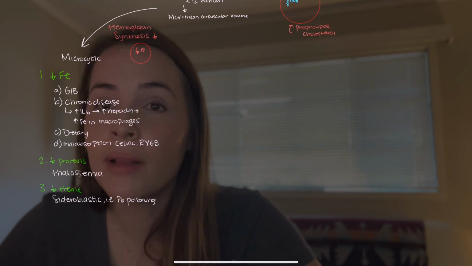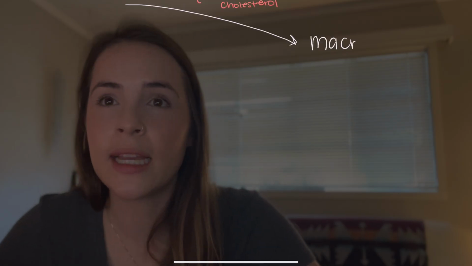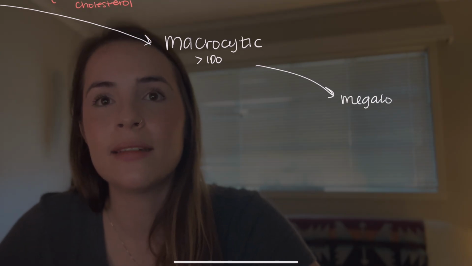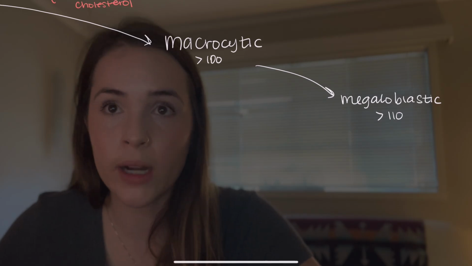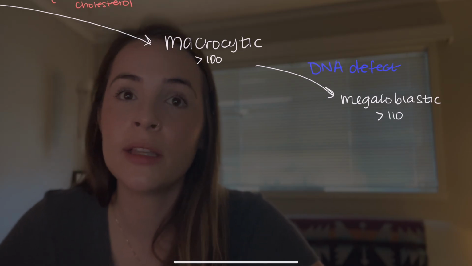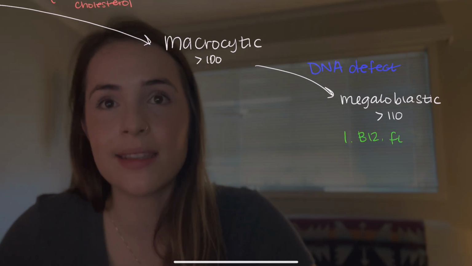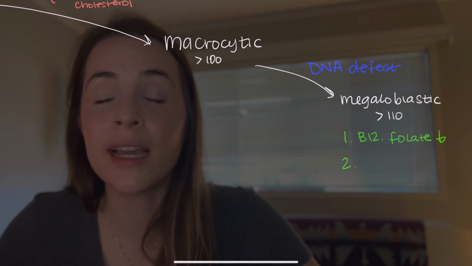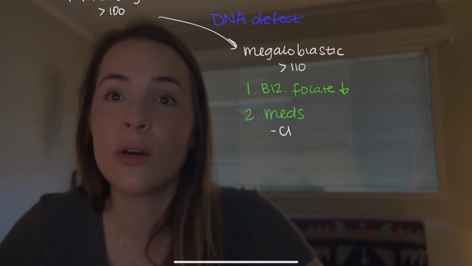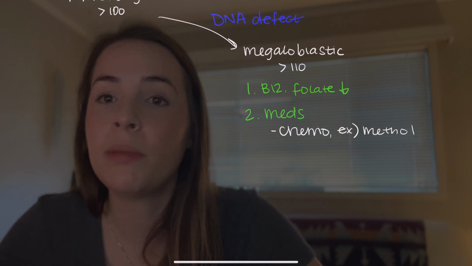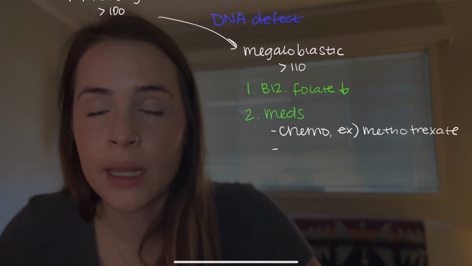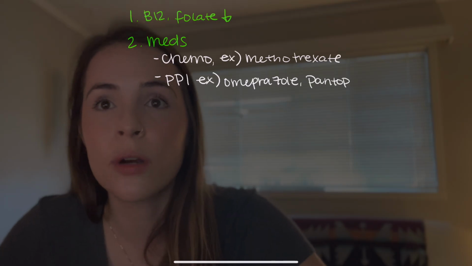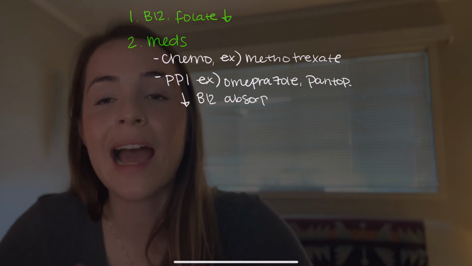The term megaloblastic refers to a macrocytic anemia with an MCV over 110, and these usually result from a DNA synthesis defect somewhere. And that's why B12 and folate are typically checked in anemia, since they aid in DNA synthesis. Of course, there are also other causes of DNA synthesis breakdown, and that can be from medications like chemotherapies or methotrexate. Or even PPIs, proton pump inhibitors like omeprazole, pantoprazole. These reduce the body's ability to absorb B12 because of the acid changes in the stomach.